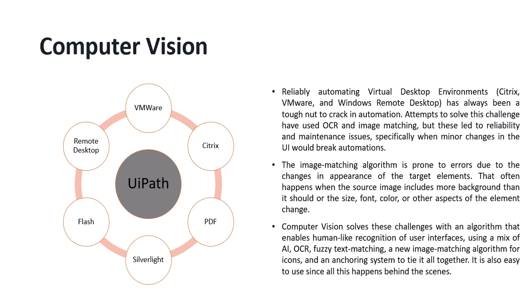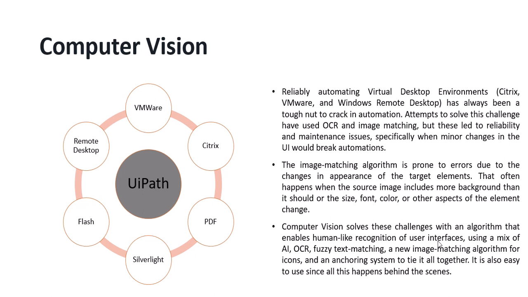Computer vision solves this challenge with an algorithm that enables human-like recognition. This is a very important word: human-like recognition. So as a human recognizes different changes on the screen, this computer vision activity is also capable, using the UiPath neural network, of identifying all those elements. So this is a very important point.